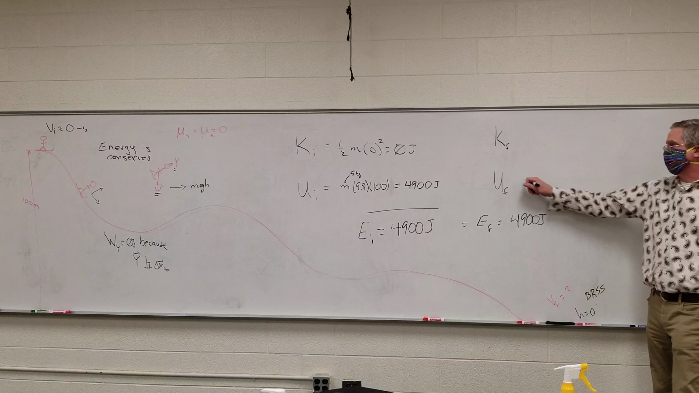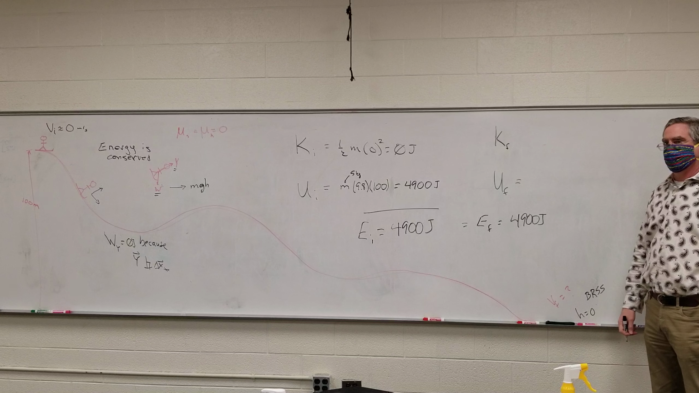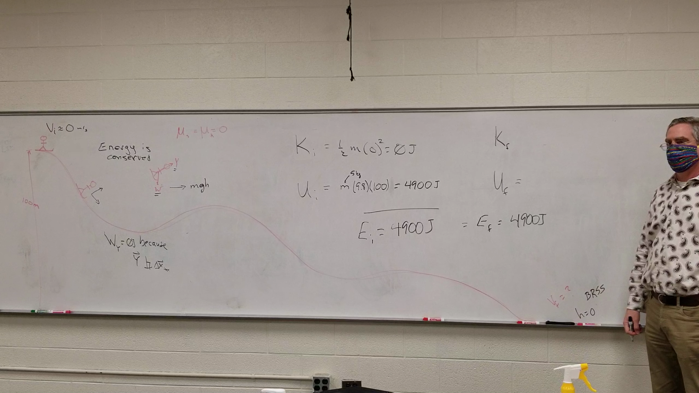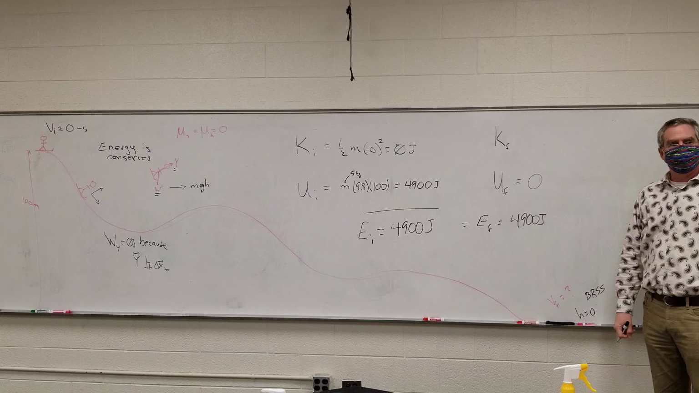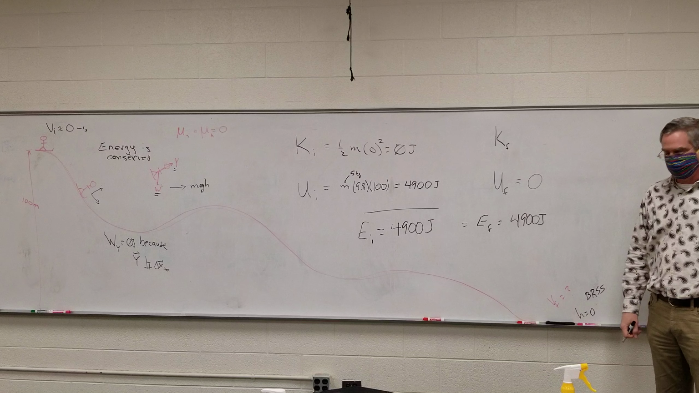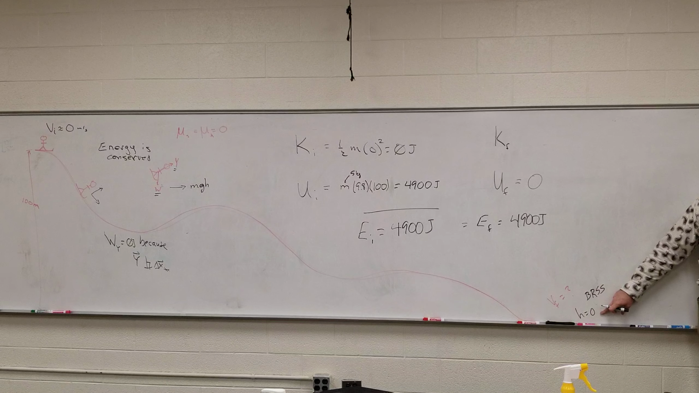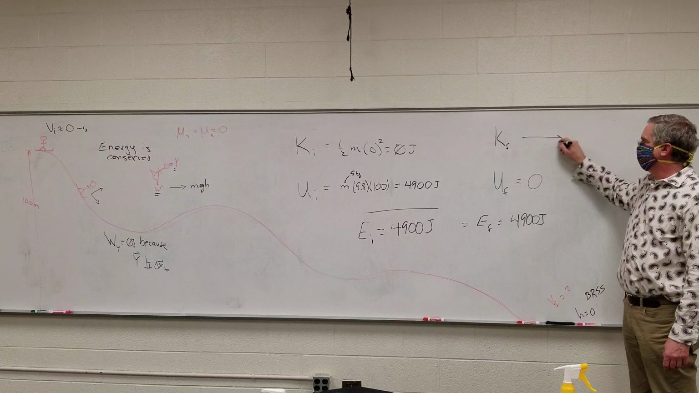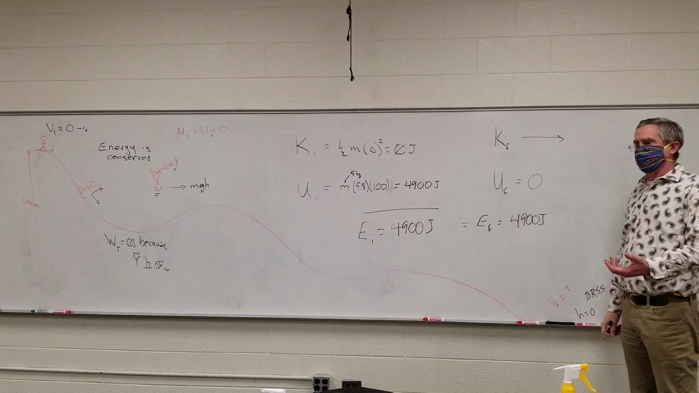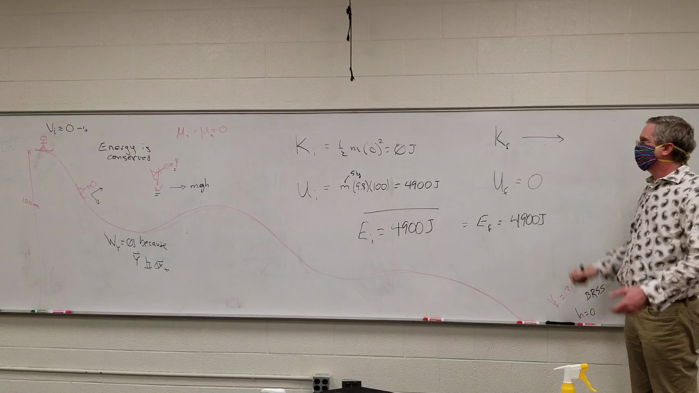What's my final potential energy? Is it 0? Why? The ground is 0. Yes, established in the beginning. So, therefore, what's my total kinetic energy at the bottom? 4,900.